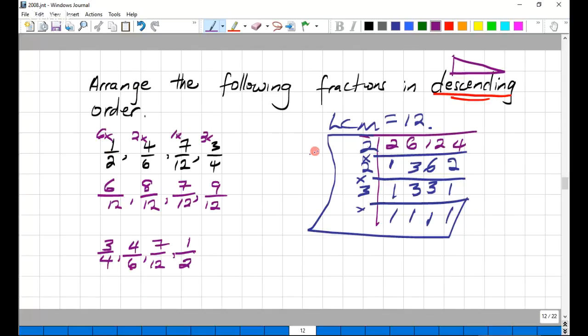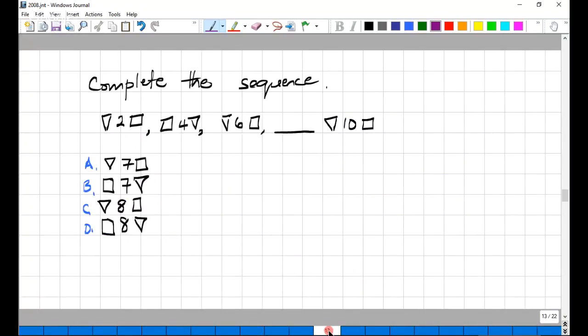So if we were to arrange, we could also say here that we are what? Comparing fractions. Whenever we need to compare fractions, we need to find the equivalent denominator, or LCM or LCD, lowest common denominator. All right? All clear on that one? All right, so let's move on.